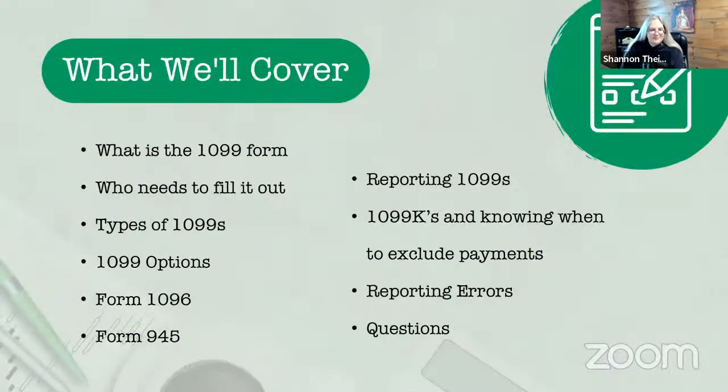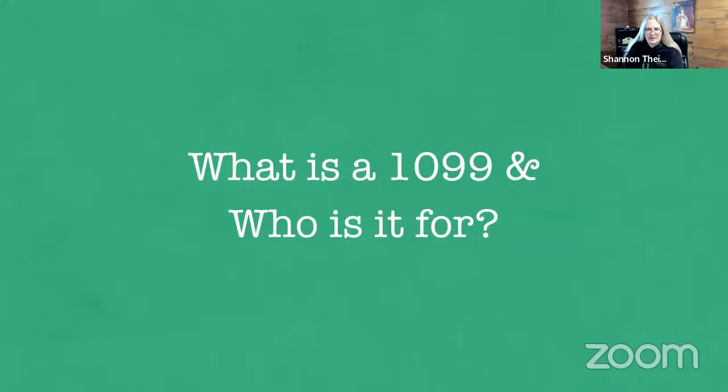What we'll cover: 1099 forms, who needs them, how to fill them out, types of 1099s, 1099 options. We're going to talk a little bit about the form 1096 and form 945. Knowing when and how to report on 1099s, 1099Ks, super complicated topic, we're going to just touch on a little bit. And then we're going to talk about reporting errors. And then if people have questions, we'll go ahead and answer questions.